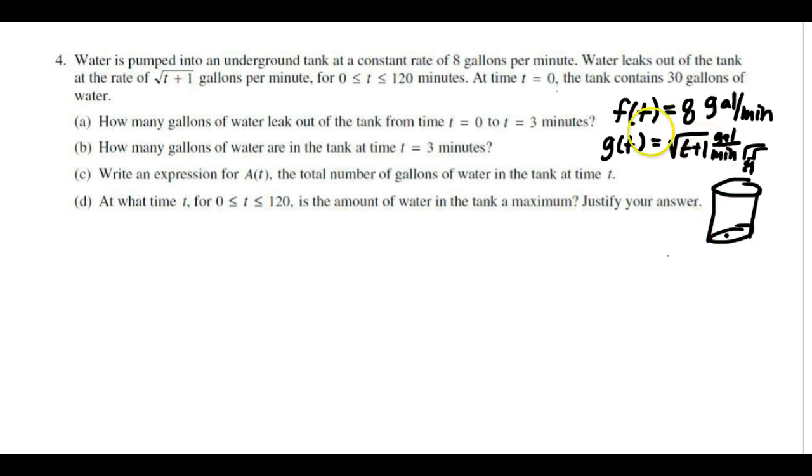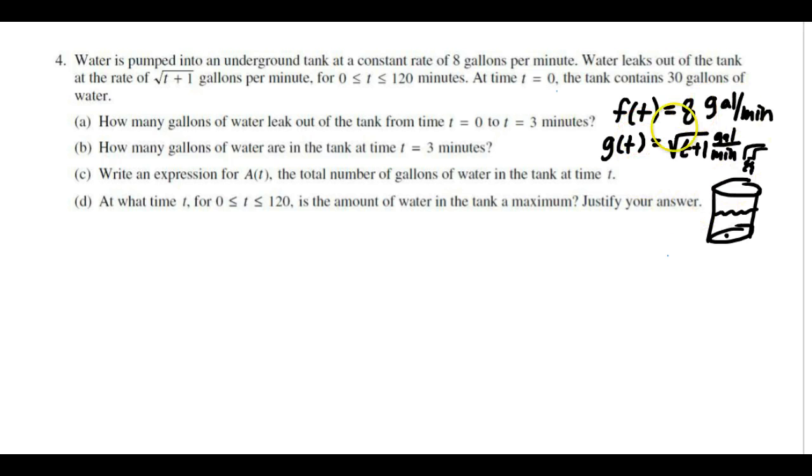So water's coming out at different rates every single minute. After 1 minute has passed, water is coming out at a rate of radical 2, because 1 plus 1 is 2. But after 10 minutes has passed, water is coming out at a rate of radical 11 now, because 10 plus 1 is 11. So let's say that hole in the bottom is expanding as time goes on. That's why more and more water is leaking out, but the faucet that's pouring it in, nothing's wrong with that. So it's coming out at a constant rate every time. And at the very beginning, there was already 30 gallons in the tank. So let's say it already had some water inside of it.